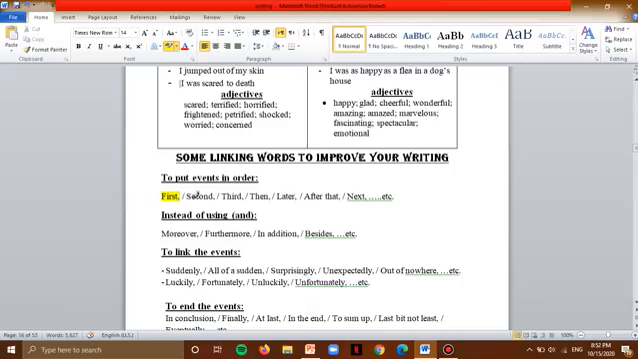Okay, third, then. Okay, so we have second, third, then, later, then we saw something, and then we went, and then we ran away, and then. Okay, so here I'm linking my events. I'm putting my events in order. After that, we went or we hid in another house. Okay, next, also. So these are all words that I use to link or to put my events in order.